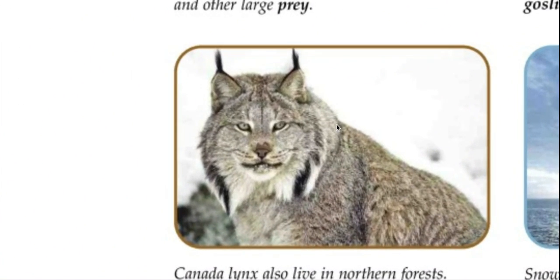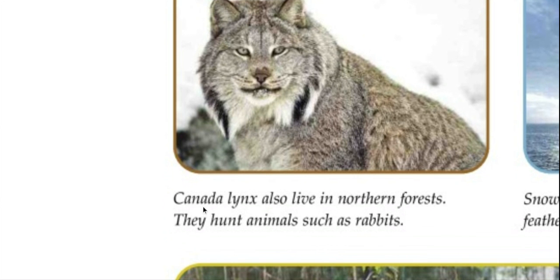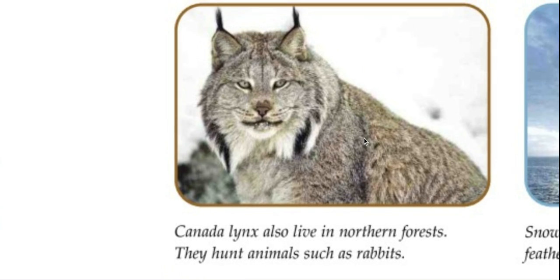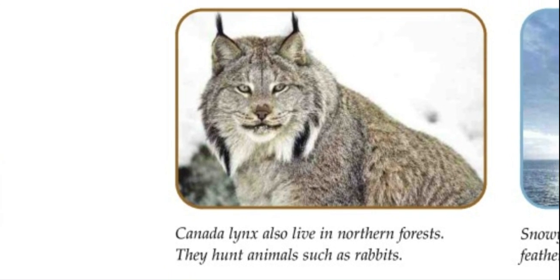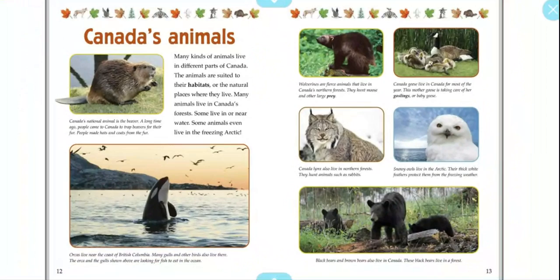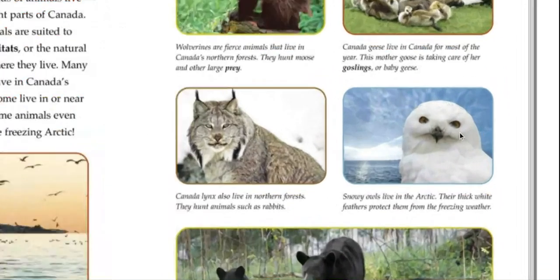Oh, a lynx. This is a lynx, and it has little tips of fur on its ears. You can identify it like this. Canada lynx also live in the northern forest. They hunt animals such as rabbits. So nothing too big. Just rabbits.